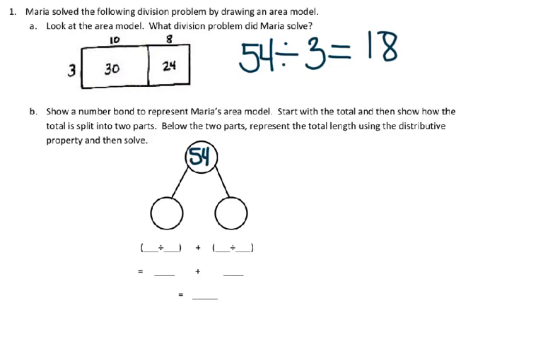When I decompose 54, I have to keep the 3 in mind, and I have to come up with two numbers that are going to be divisible by 3, and that's where the 30 and the 24 come from. So I have 30 divided by 3, and I'm adding 24 divided by 3. So 30 divided by 3 is 10, and 24 divided by 3 is 8. 10 plus 8 is 18. So this is just another strategy to do the division problem using the number bond.